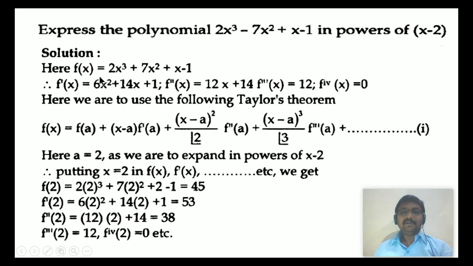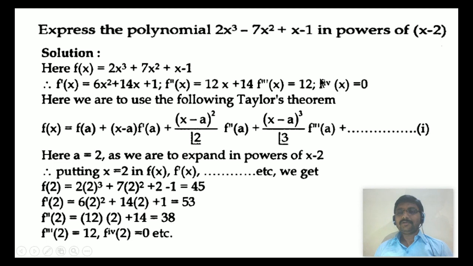The successive derivatives: f dash of x is 2x cube derivative 6x square, 7x square derivative 14x, x derivative 1, negative 1 derivative 0. Again differentiating f dash of x, we will get f double dash of x, which is given by 6x square derivative 12x, 14x derivative 14. Again differentiating f double dash of x, we will get f triple dash of x, 12x derivative 12.